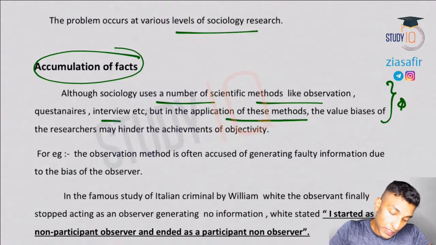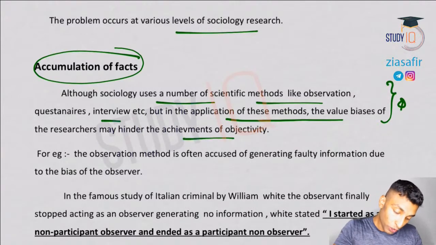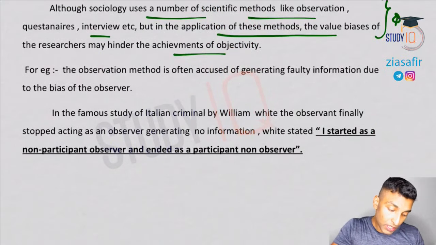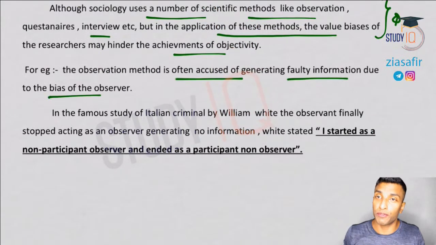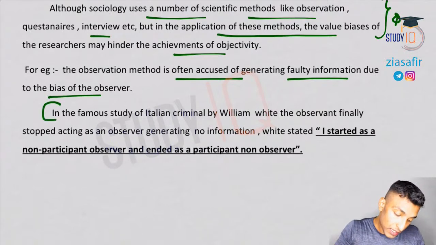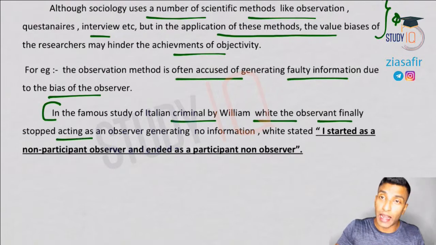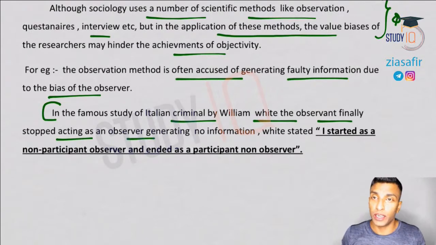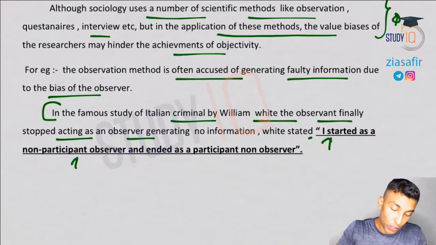But in the application of these methods, the value biases of the researcher may hinder the achievement of objectivity. For example, the observation method is often accused of generating faulty information due to the bias of the observer. In the famous study of Italian criminals by William Whyte, the observer finally stopped acting as an observer, generating no information. I've told you this. He stated, I started as a non-participant observer and ended as a participant non-observer.